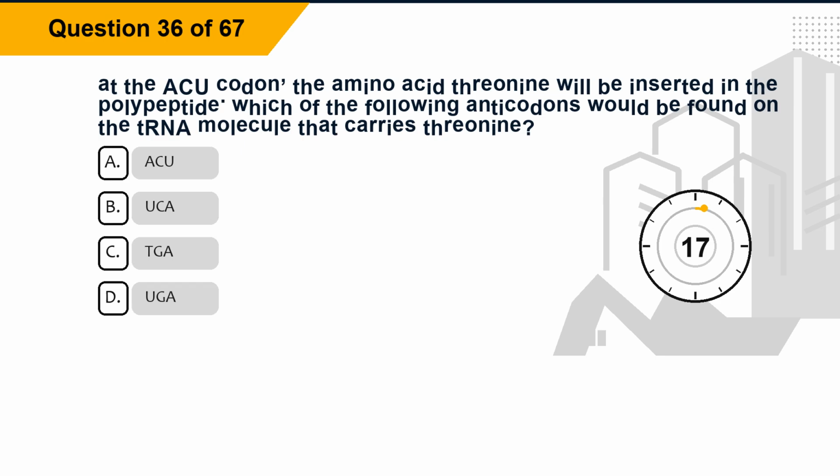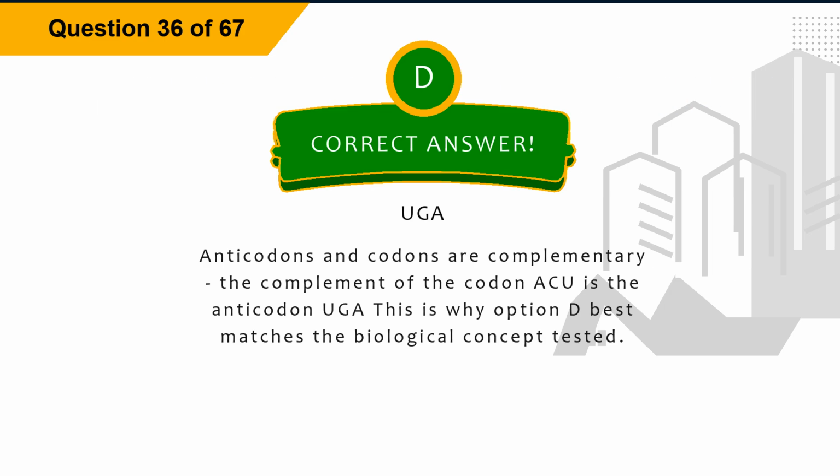Question 36. At the ACU codon, the amino acid threonine will be inserted in the polypeptide. Which of the following anticodons would be found on the tRNA molecule that carries threonine? Option A, ACU. Option B, UCA. Option C, TGA. Option D, UGA. The correct answer is option D, UGA.